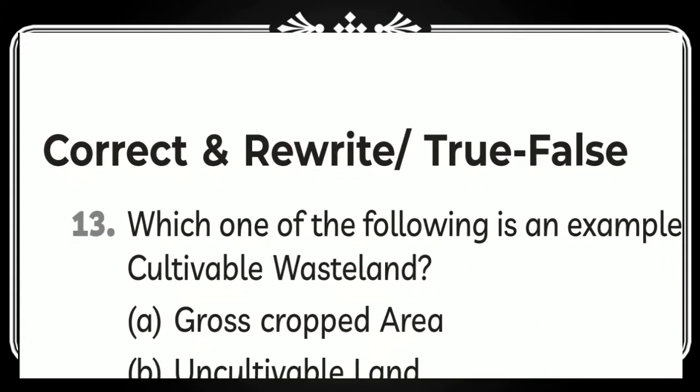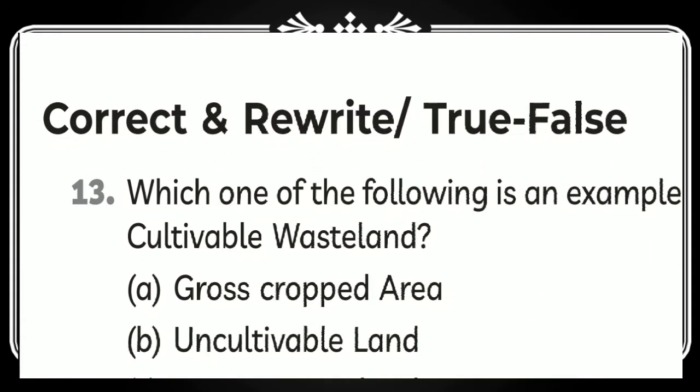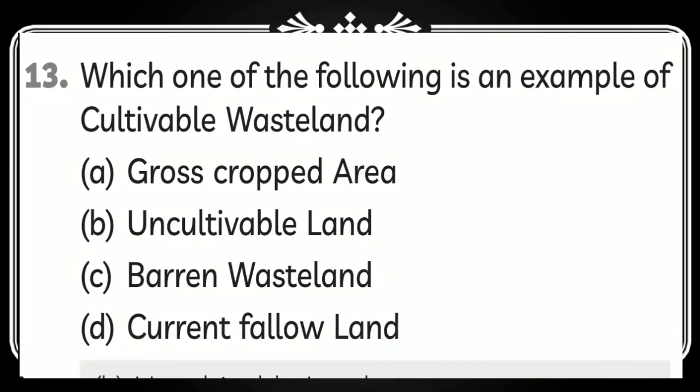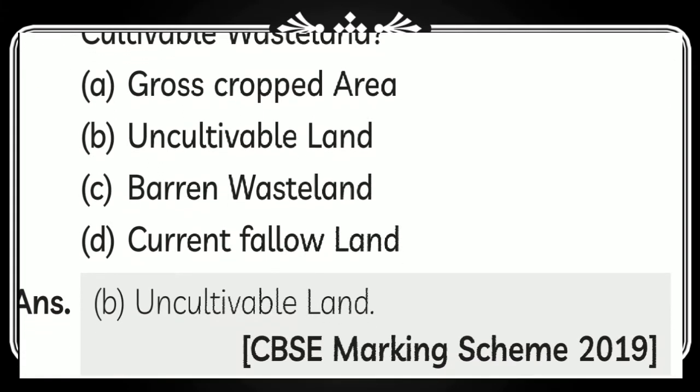Now the next question is in the form of correct and rewrite. So the first question is, which one of the following is an example of cultivable wasteland? Option A is cross cropped area. B. Uncultivable land. C. Barren wasteland. And D. Current fallow land. And your answer will be uncultivable land.